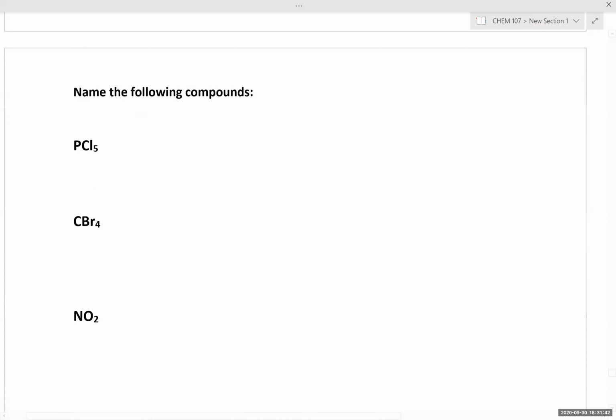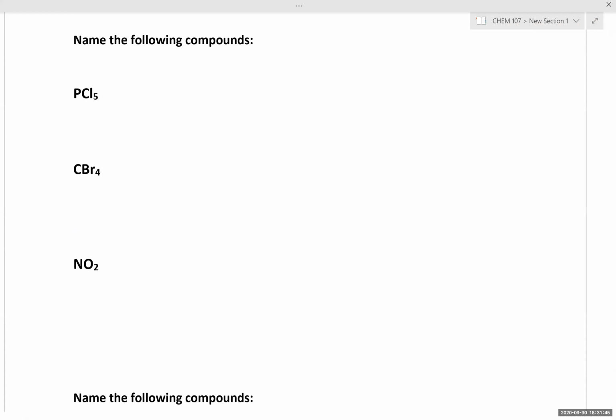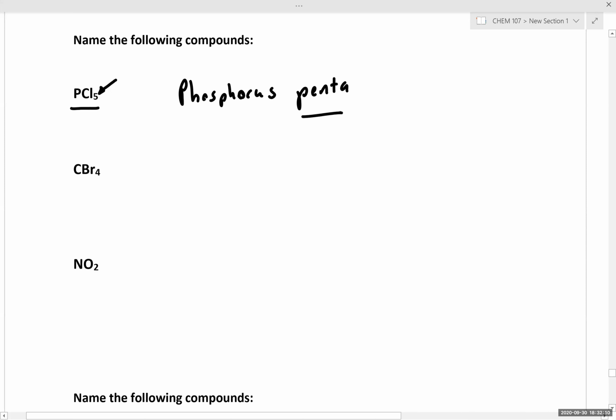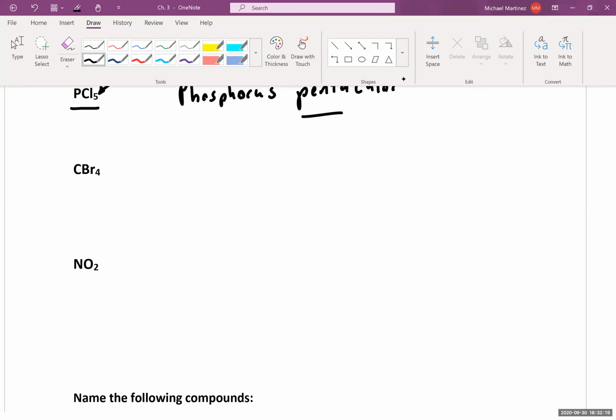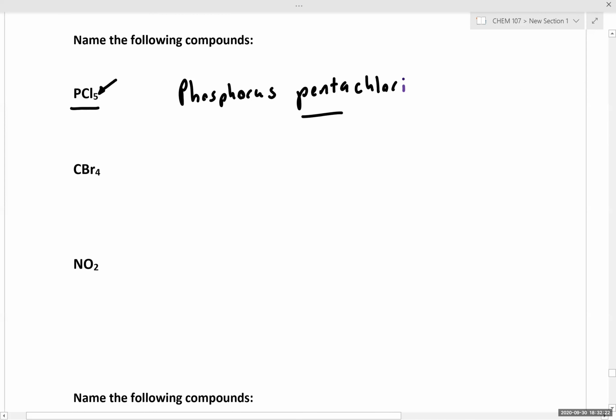So let's name the following compounds. For PCl5, we write the name of our first element, phosphorus. You do not need a prefix for the first element if there's only one of it. Next, we write a prefix for our second element. 5 corresponds to the prefix penta. For chlorine, we write the stem chlor, and then we change our ending to IDE. So PCl5 would be phosphorus pentachloride.